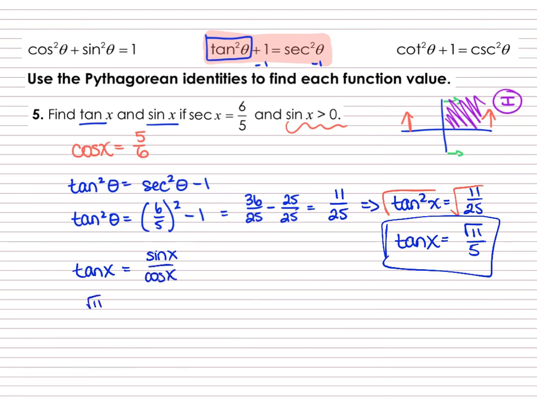So I know tangent is square root of 11 over 5. Sine of x is what I'm solving for. Cosine of x is 5 over 6, which we figured out earlier. So to get sine by itself, we're going to multiply both sides by 5 over 6. What's going to work out nicely here is the 5's cancel. So I'm left with sine of x equal to the square root of 11 over 6.